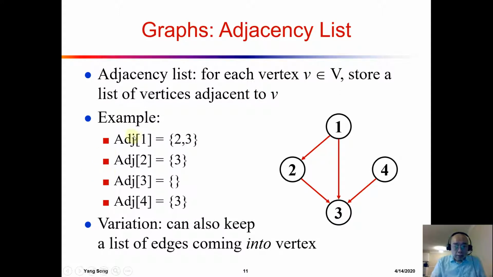In this case, the adjacency list with index 1 will be empty because no nodes go to 1. For 2, we will have a 1 there because from 1 we can go to 2, since in this variation we are recording not outgoing edges but incoming edges. For 3 we will have 2, 1, and 4, because from 2, 1, and 4 we have incoming edges to node 3. So this is a possible variation, but we don't use it a lot.